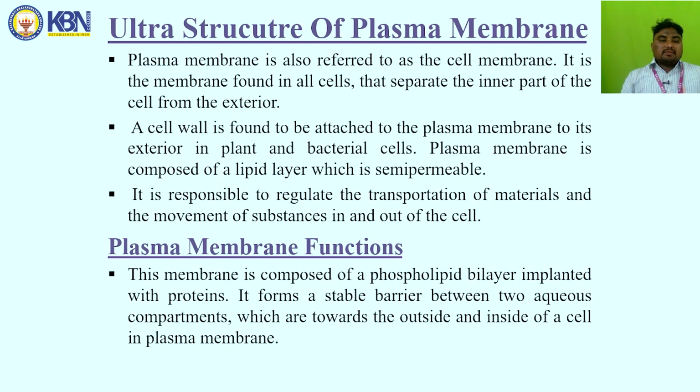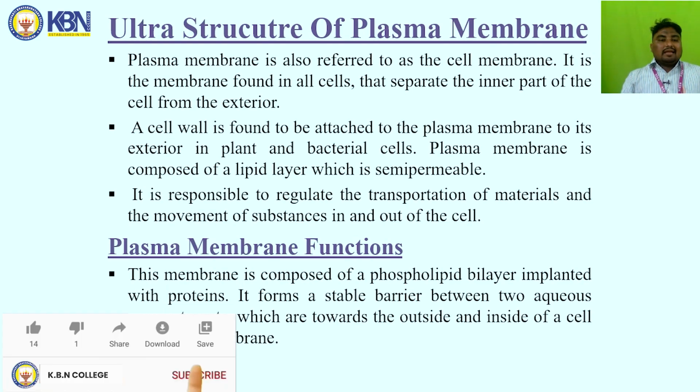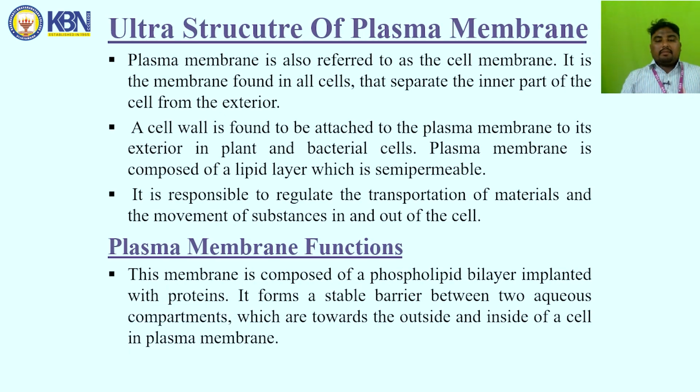Ultrastructure of a plasma membrane. Plasma membrane is also referred to as the cell membrane. It is the membrane found in all cells that separates the inner part of the cell from the exterior. A cell wall is found attached to the plasma membrane on its exterior in plant and bacterial cells.